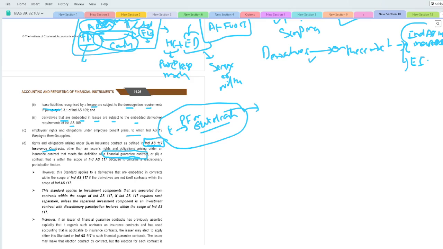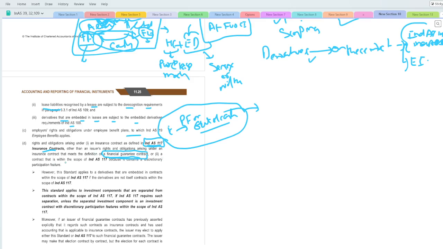Just read it again. Rights and obligations arising under an insurance contract under this accounting standard, other than the issuer's rights and obligations arising under an insurance contract that meets the definition of a financial guarantee contract. So it is separating out. It is saying that wherever there is an insurance contract, you will have the dedicated accounting standard. But the financial guarantee contract has a different rule. Yes, it also comes under insurance, but here you can follow Ind AS 109. This is what it is trying to say.